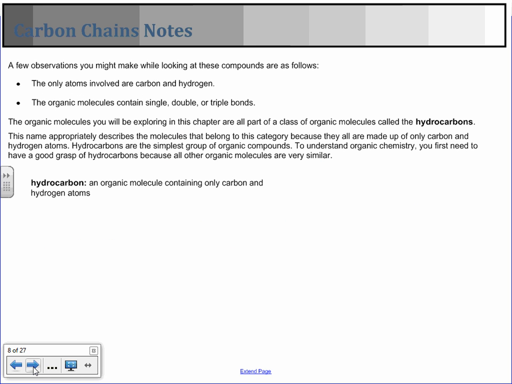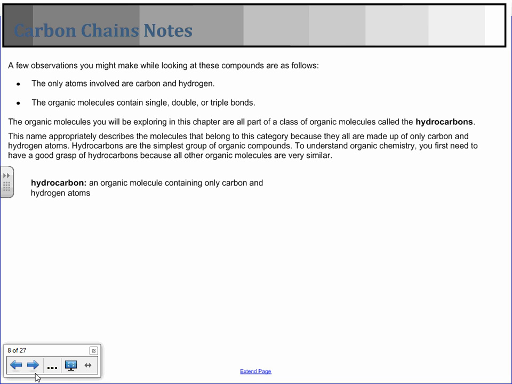A few observations you might make while looking at these compounds are as follows. The only atoms involved are carbon and hydrogen, and organic molecules contain single, double, or triple bonds. The organic molecules that you will be exploring in this chapter are all a part of a class of organic molecules called hydrocarbons. This name appropriately describes the molecules that belong to this category because they're all made up of only carbon and hydrogen atoms.